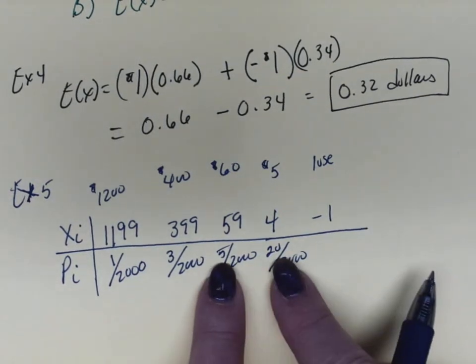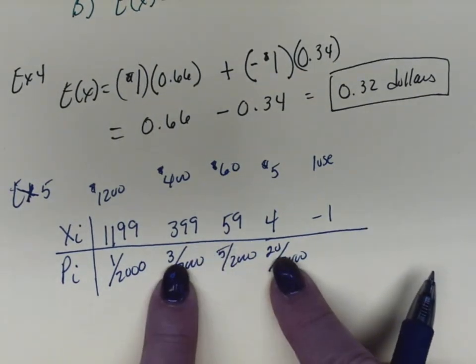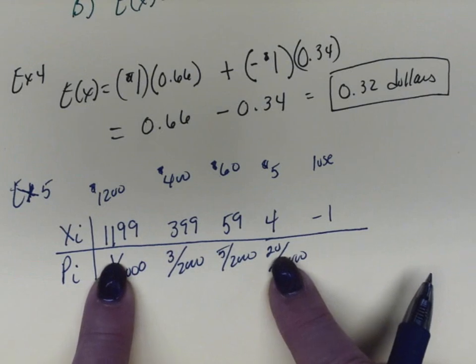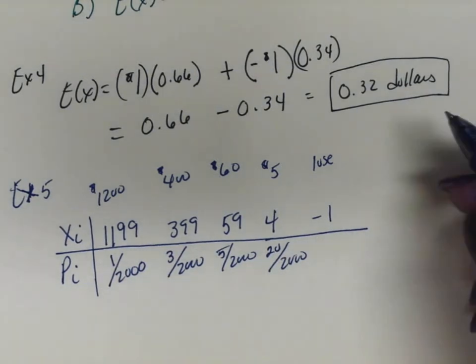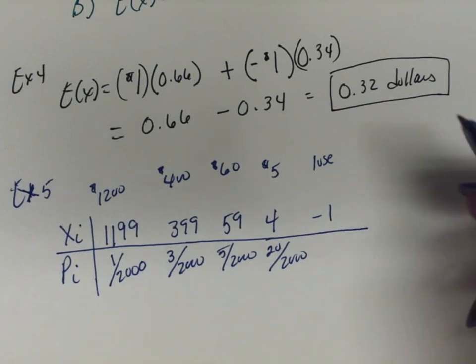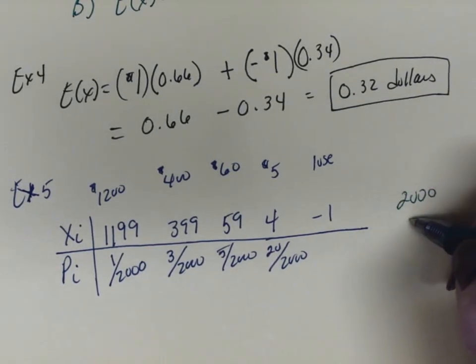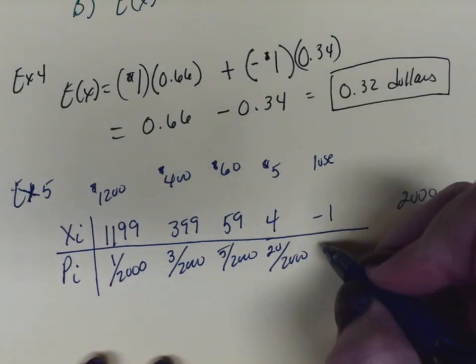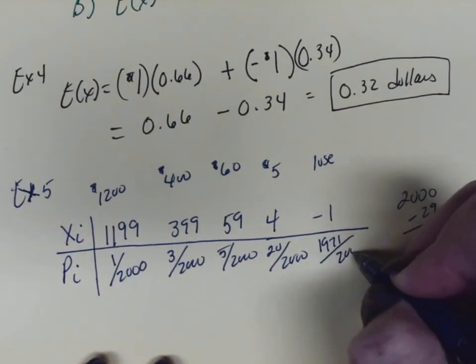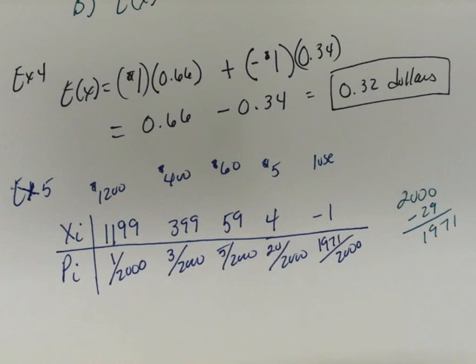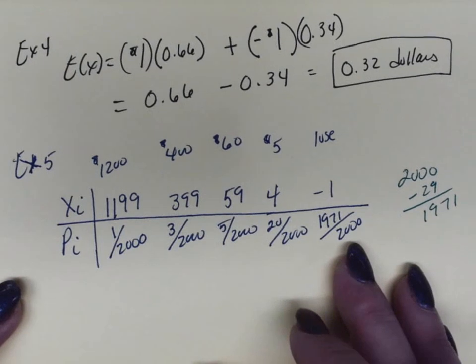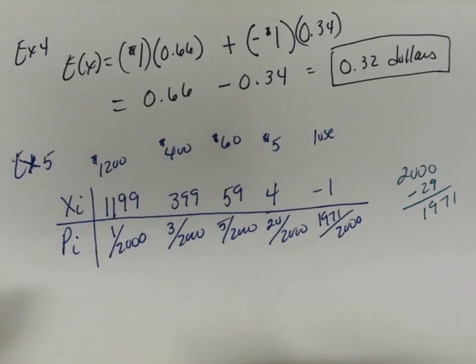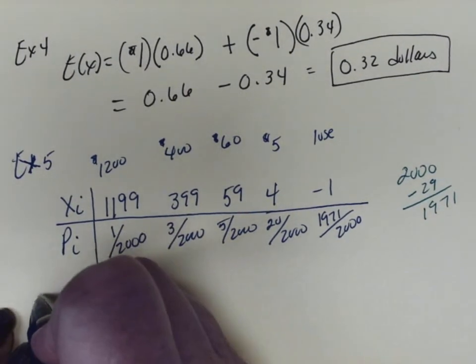We have 25, 28, 29 tickets that are winners. So 2,000 minus 29 winning tickets leaves us with 1,971. So this would be 1,971 out of 2,000, our probability of losing. All right, so now we need to find our E of X.